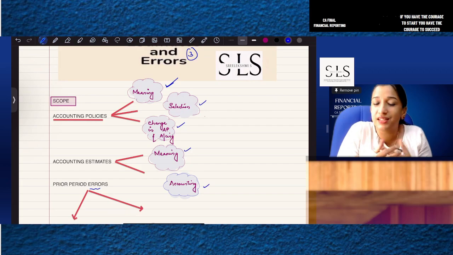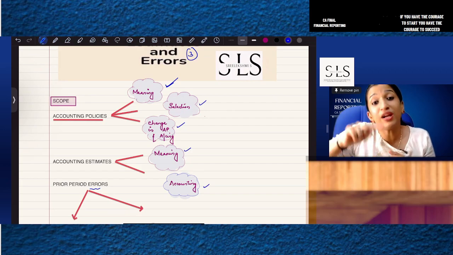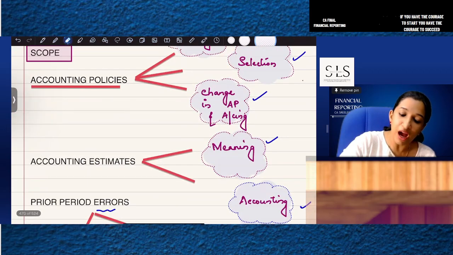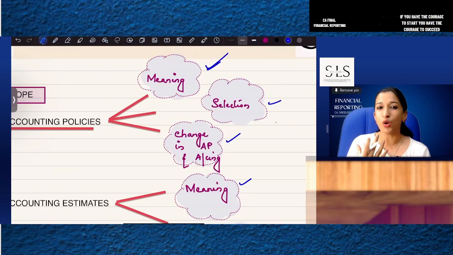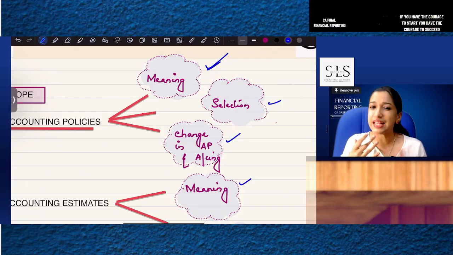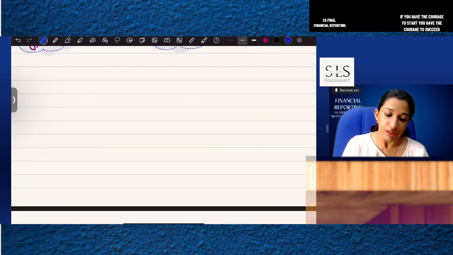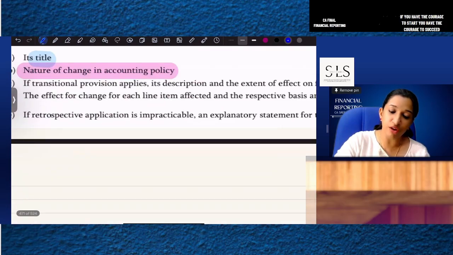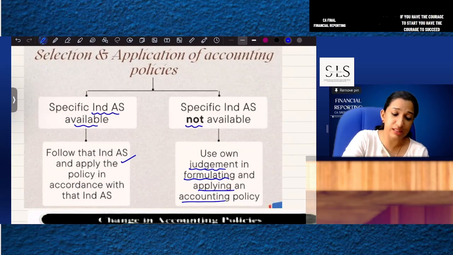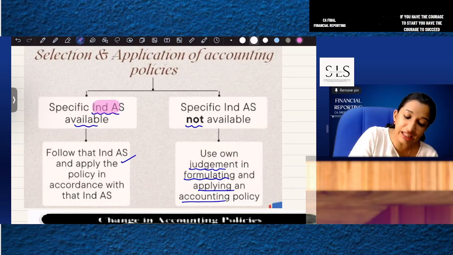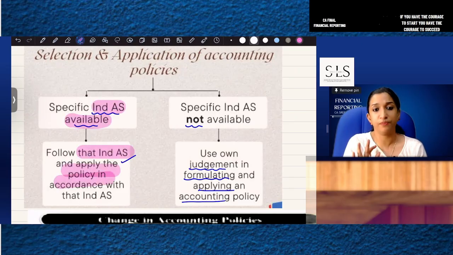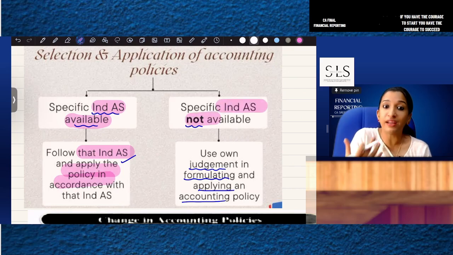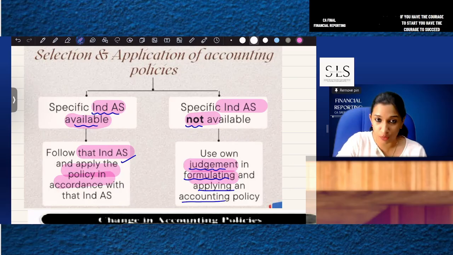Now, how do you select an accounting policy for a transaction? Okay, so selection and application of accounting policies. If a specific Ind AS is available for a transaction, just apply that policy. But if Ind AS is not available, then use the entity's judgment in formulating and applying an accounting policy.